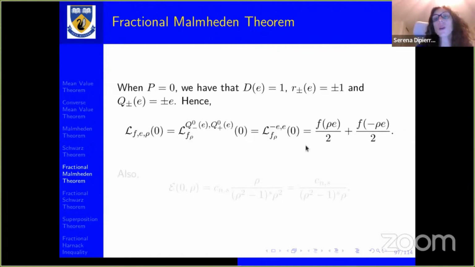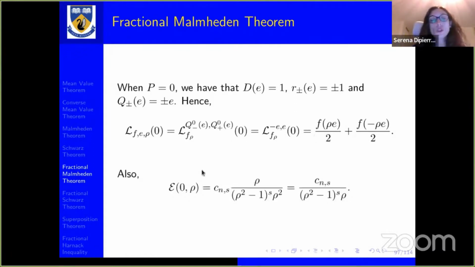And this is equal to f evaluated at e, so f of rho e, and then f rho evaluated at minus e, so f of minus rho e, and in the denominator you get the distance between the two points, so the norm of e minus minus e, which is 2. And also, if you write the kernel at 0, you get a simpler expression. You can get some simplification once you take x equal to 0 in the kernel.